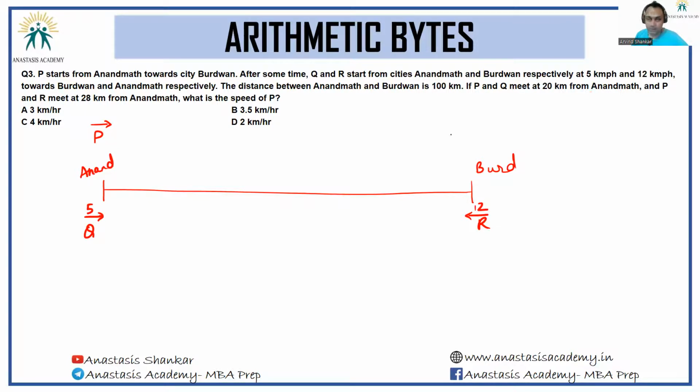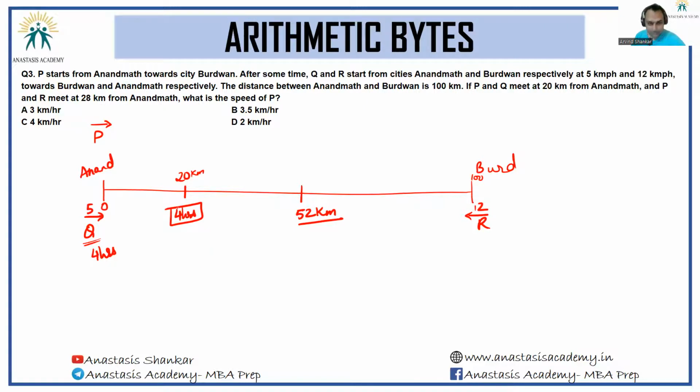P and Q meet at 20 kilometers from Anandmat. If they meet at a distance of 20 kilometers from Anandmat, it means, because Q is traveling at the rate of 5, Q has traveled for 4 hours so far. Up until this time, Q has traveled for 4 hours. So R would have also traveled for 4 hours in that time. So he would have covered 48 kilometers. So if I take this as 0 and this as 100, he has gone 48 backwards. He would be at the 52 kilometer mark.